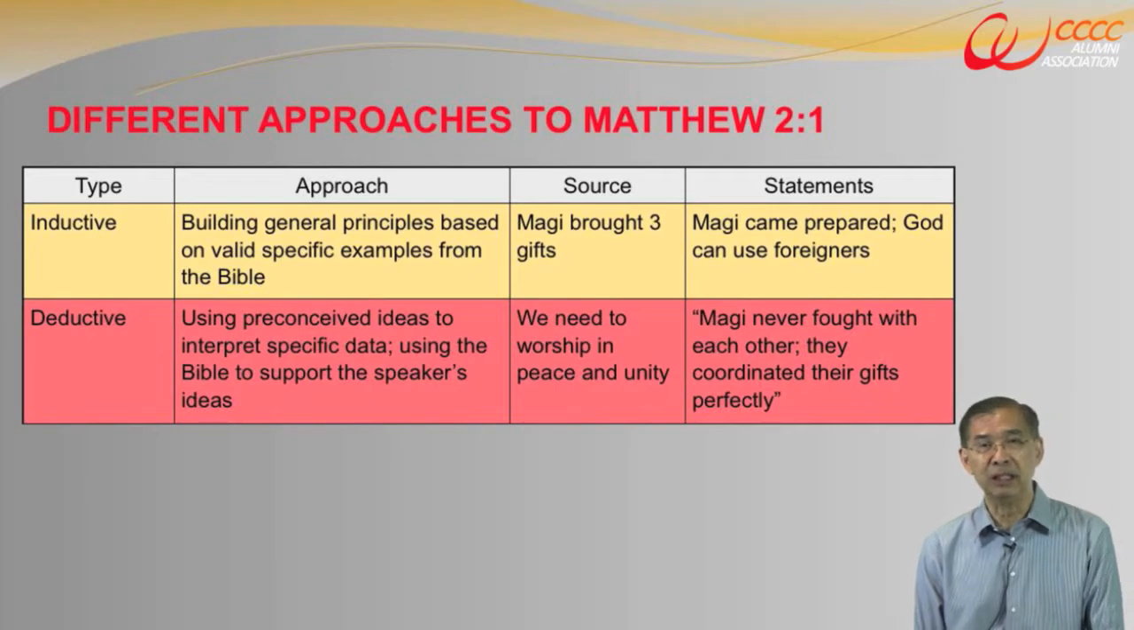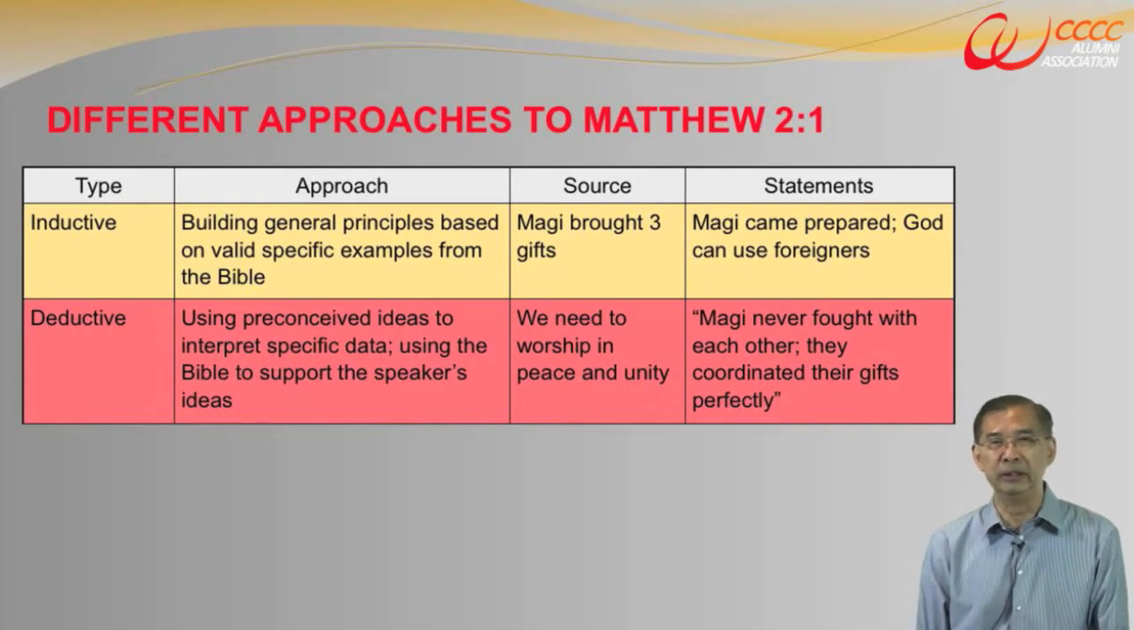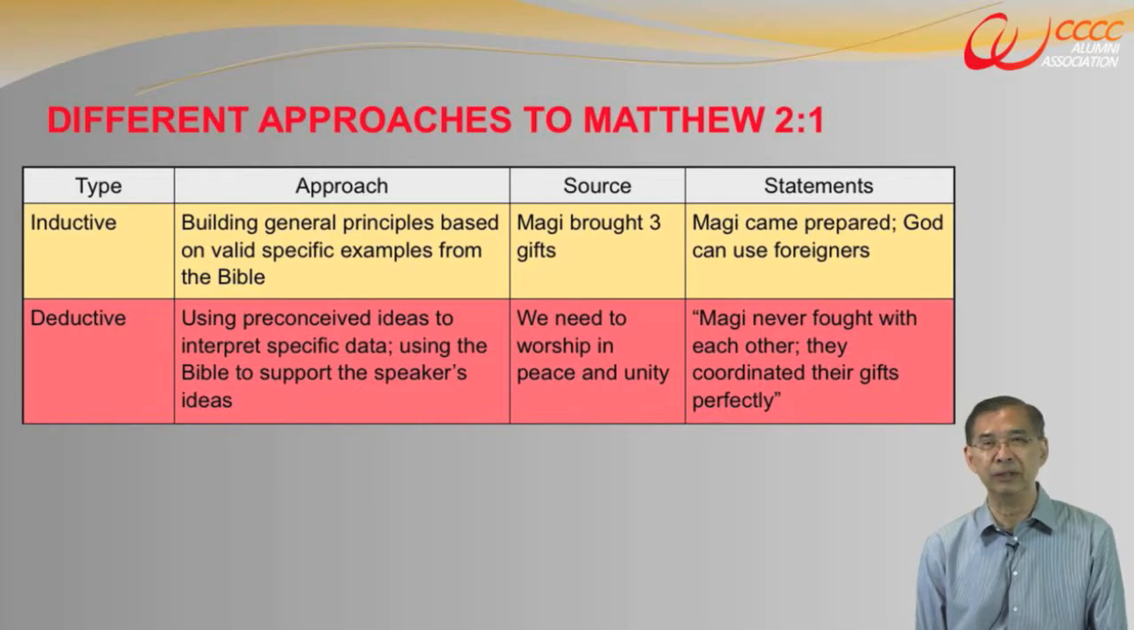Now, I'm the last one to say that we should not worship in peace and unity. So it's not a bad idea itself. However, is that in the Bible? Well, the person using the Bible will say, you see, the Magi brought 3 gifts, gold, frankincense, and myrrh. Obviously, they never fought with each other. Not everybody brought gold. Not everybody brought myrrh. So they coordinated gifts perfectly. See, so we should do the same thing if we were to lead a Christian life.